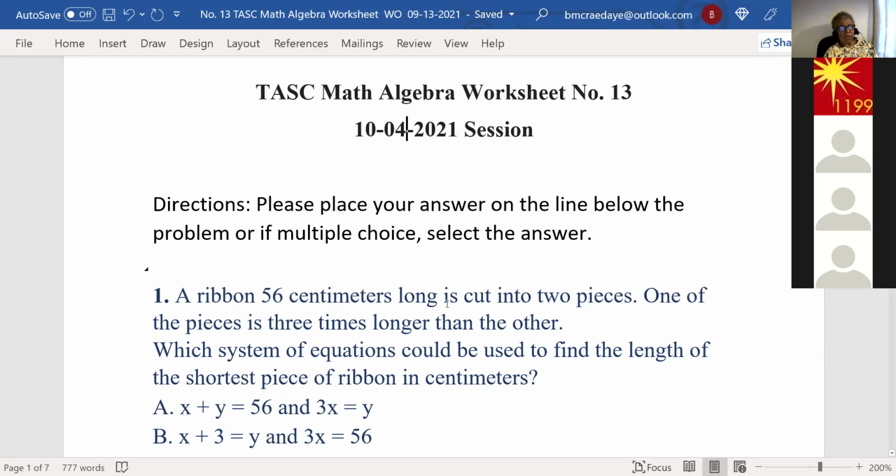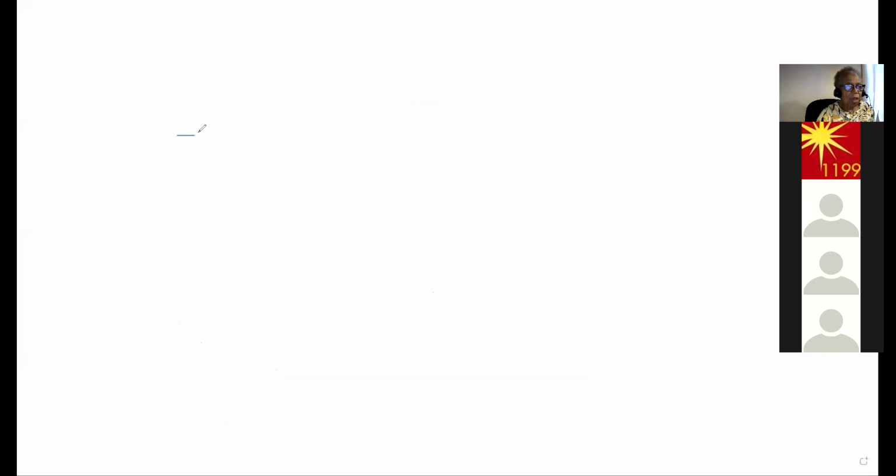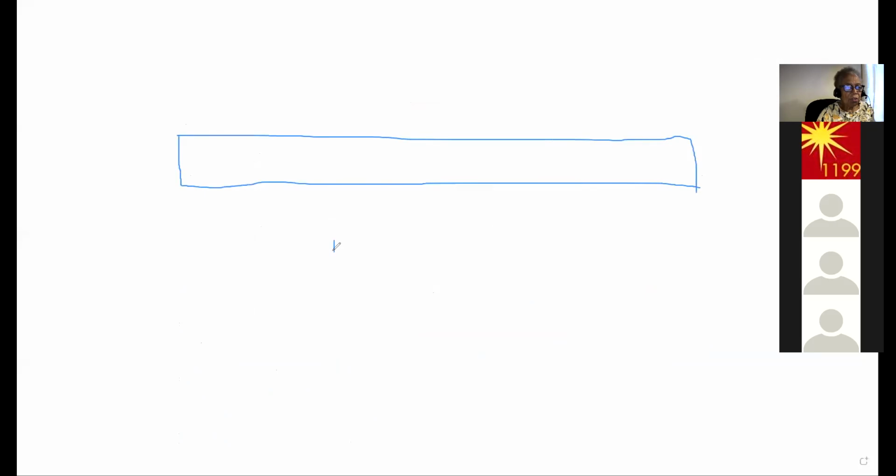Now, remember now you've got a ribbon, 56 centimeters long. We cut it in 2 pieces. One piece is 3 times longer than the other. Now, let me go to a new share and go to the whiteboard. Okay. So imagine you got a ribbon here, right? This is your ribbon. So this is the ribbon.